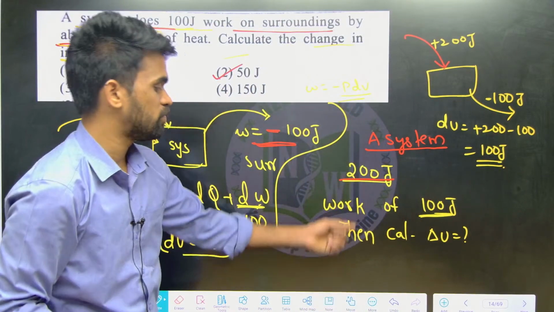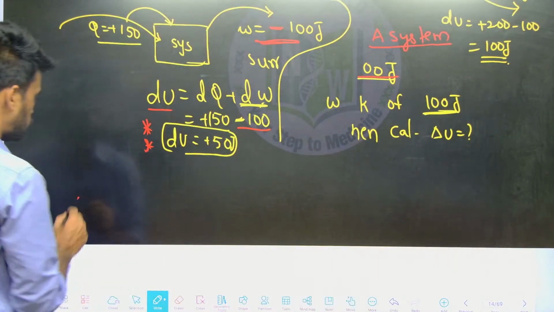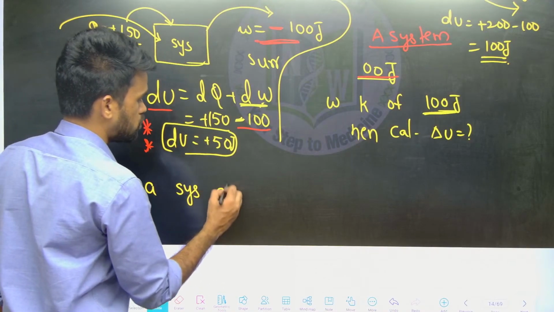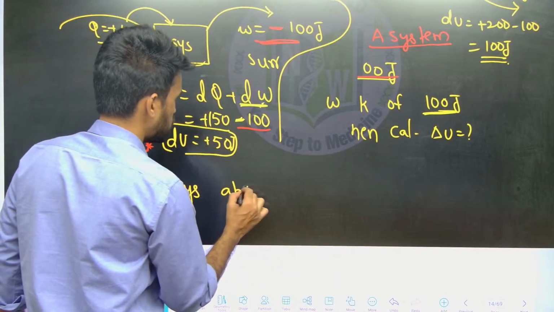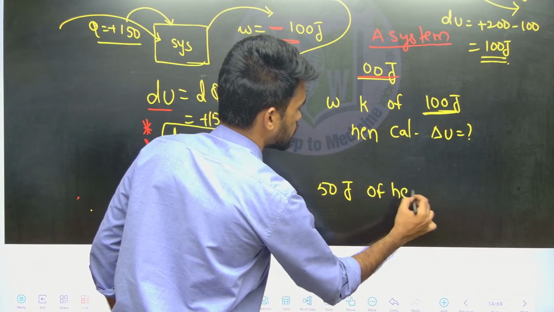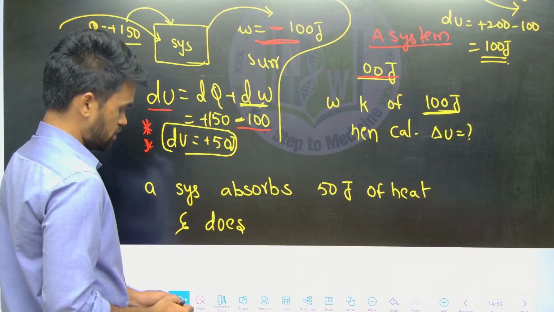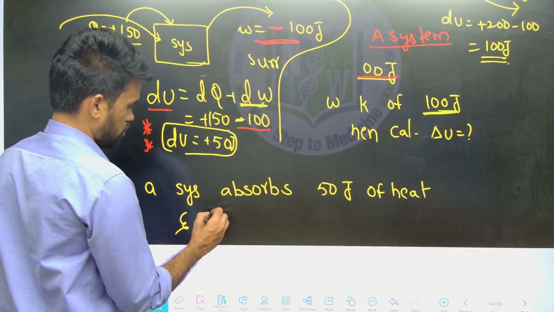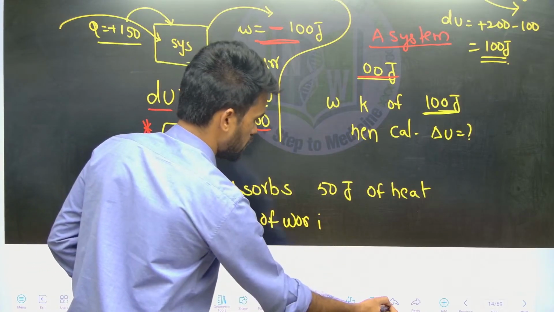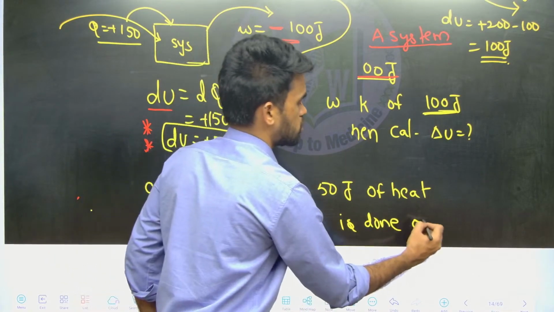Okay, one more question I am giving you. It is a straightforward question, you just tell me your answer. A system absorbs 50 joules of heat and 25 joules of work is done on the system.